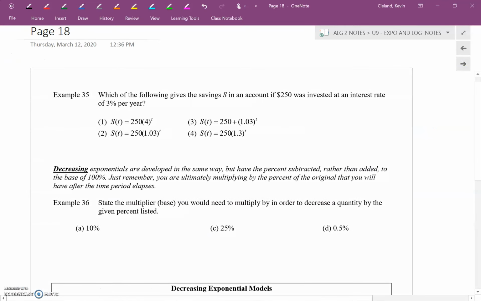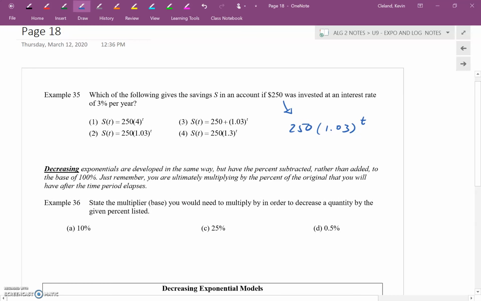Let's see. So now, okay, we're going to use that knowledge to build an exponential model here. We got an initial investment of 250 bucks and an interest rate of 3%. It's got to be this guy.